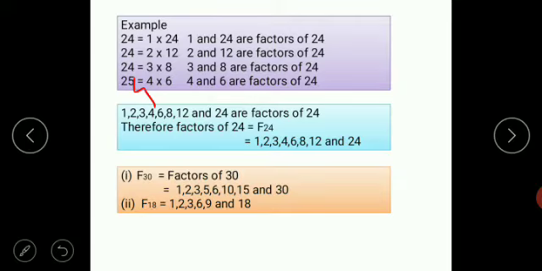Next, F30. F30 means factors of 30. Which are the factors of 30? See which all numbers divide the given number completely. 1, 2, 3, 5, 6, 10, 15 and 30. These numbers divide 30 completely. So these numbers are the factors of 30. F18 means factors of 18. Which are the factors of 18? 1, 2, 3, 6, 9 and 18. Okay. Next.